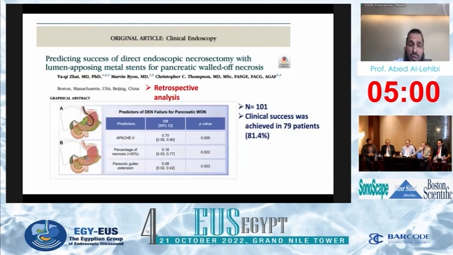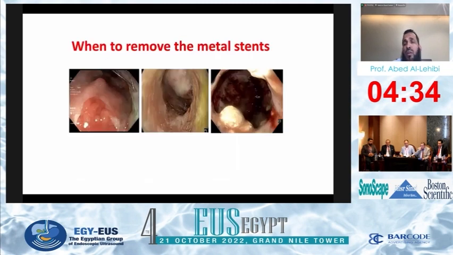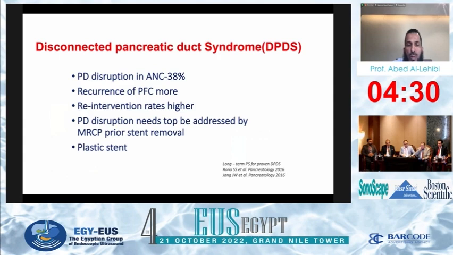There are also a lot of predictors to predict your patient if you have walled-off necrosis. If you have a very sick patient with a high APACHE II, if they have necrosis of more than 50%, and also if they have a bilateral paracolic gutter extension, those patients are going to have bad outcomes. So you have to consider a lot of ways to treat your patient, either with multiple gates, or you have to do a lot of necrosectomy. Once you make sure the cavity is very clear, you can easily remove the stent without any problem.